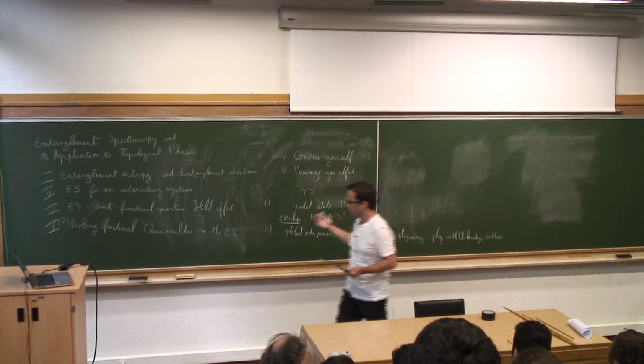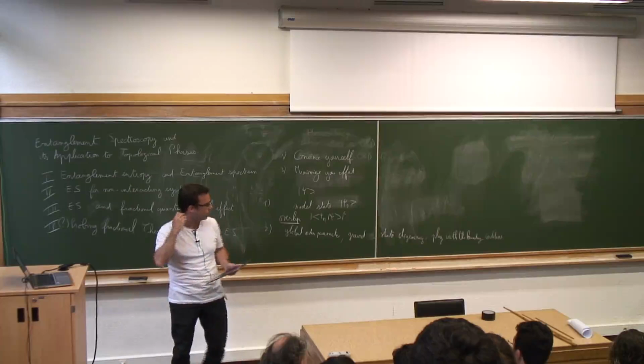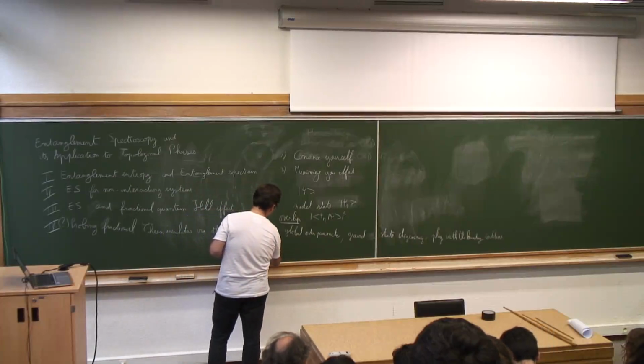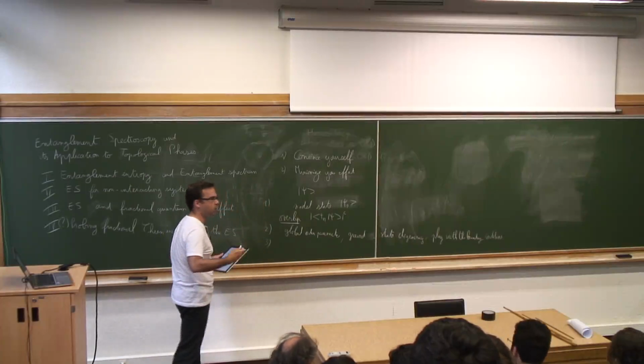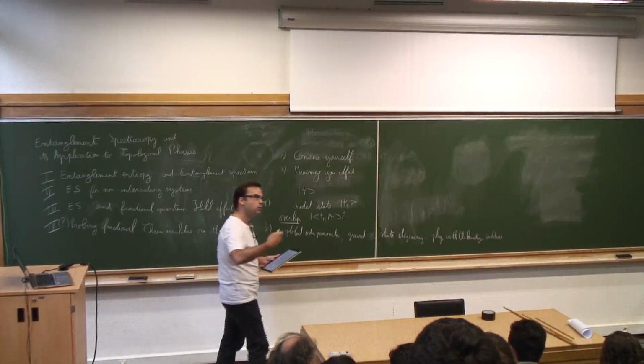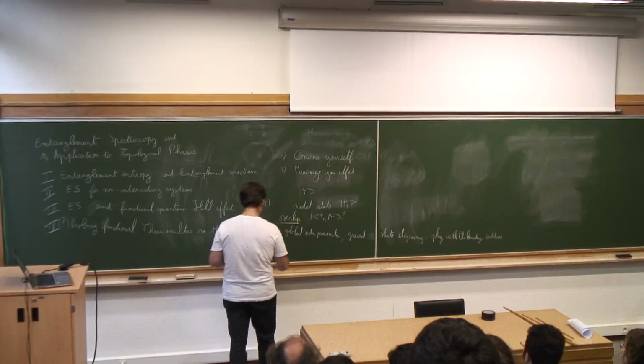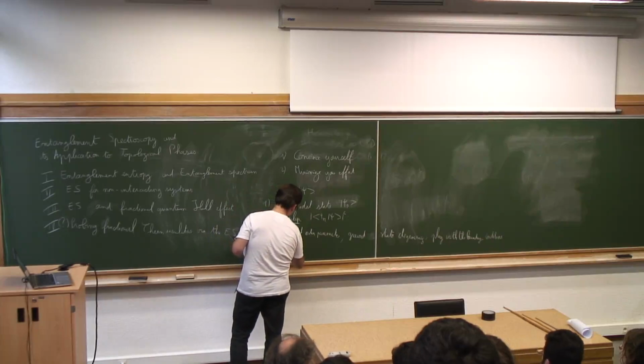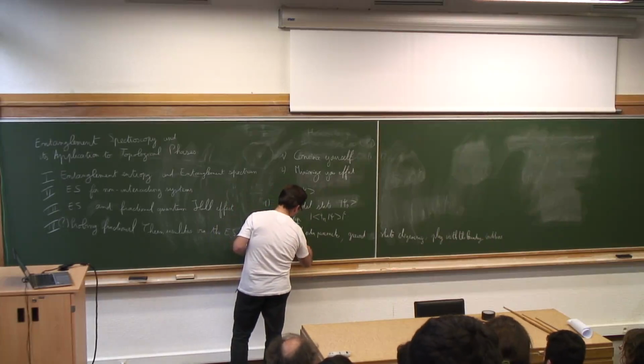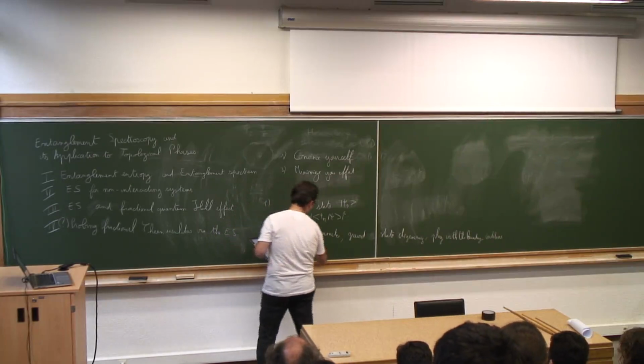So that's why, a few years ago, people tried to apply different techniques coming from quantum information to probe these topological phases. So maybe the most famous one is the entanglement entropy.